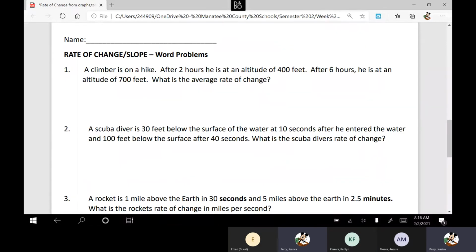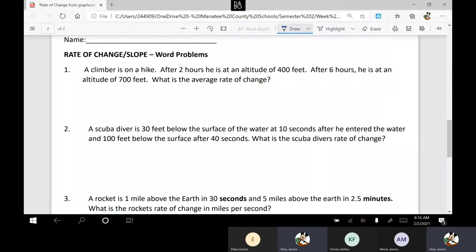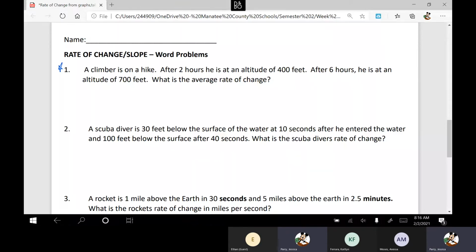So going on to page 2 here, we have our word problems, or the second page of this assignment or set of notes. Our word problems, there's a total of 6 questions. Again, I'm not going to go through all of these together because I want to make sure we go through our important information here. So let's start with our number 1. We have our rate of change, slope word problems. Okay, so let's go ahead and read this.